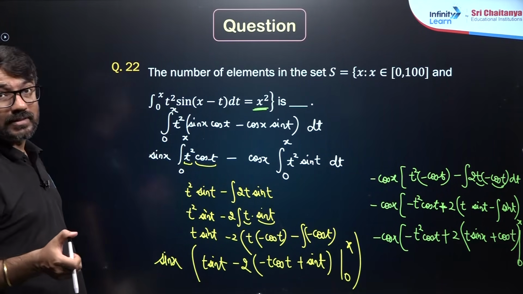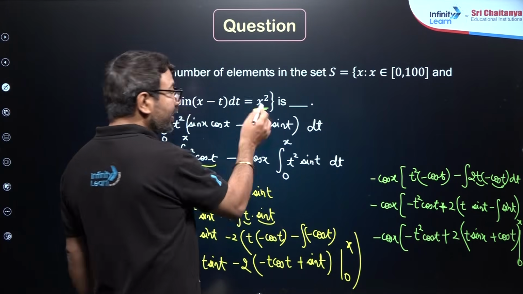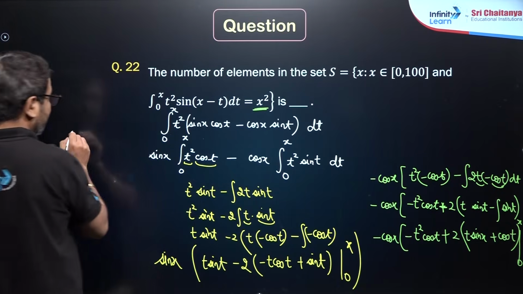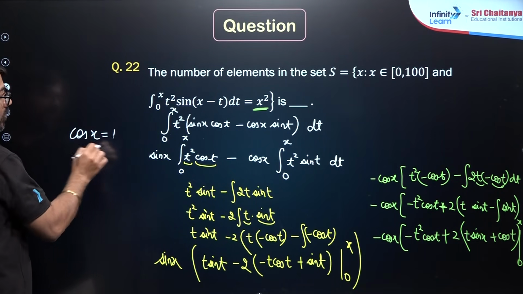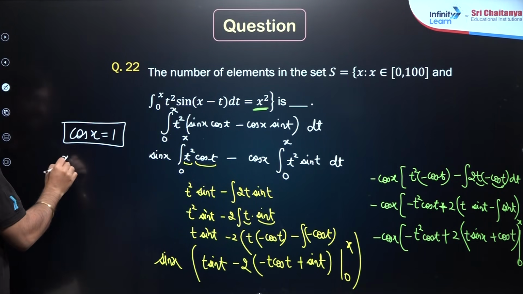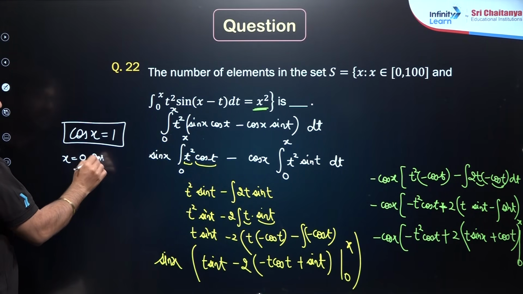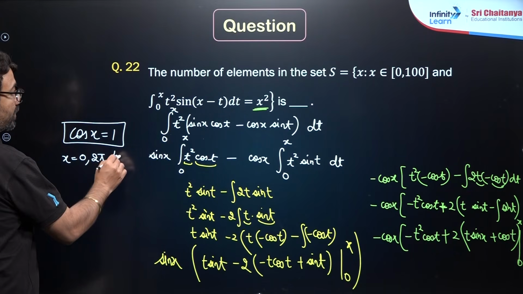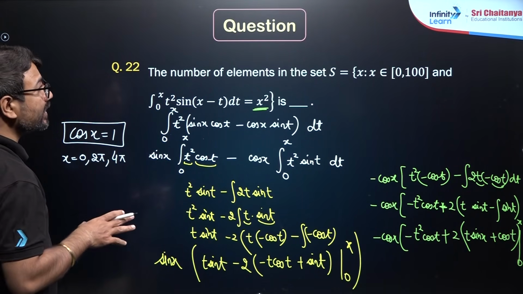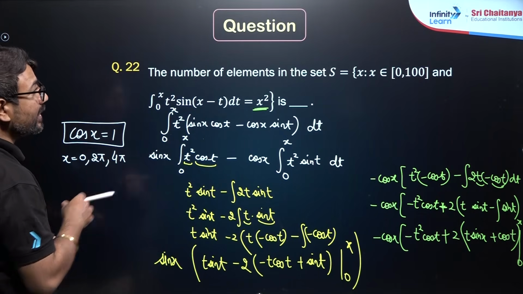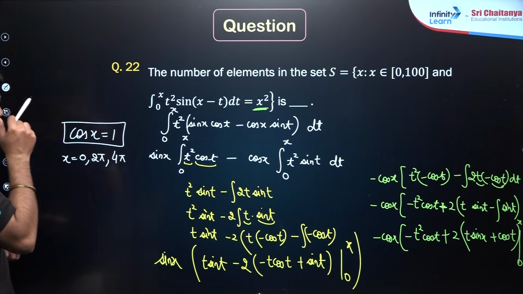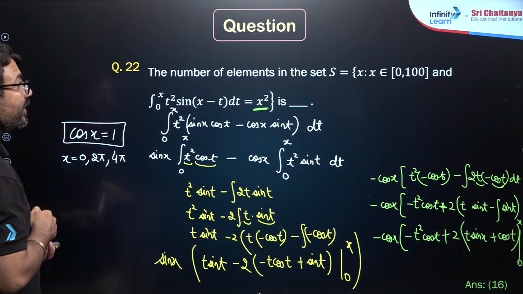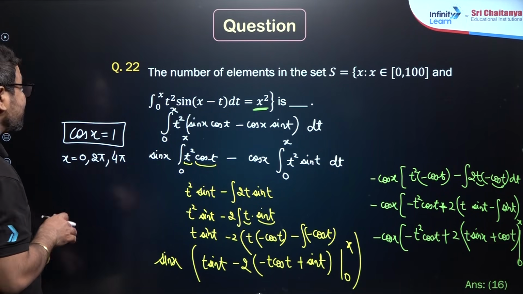Now if you solve this and equate it with x square, you will have the expression cos x equals to 1. So cos x equals to 1 is at 0, then it is at 2 pi also, and then it is at 4 pi also, and they're asking how many elements are there in this set, my dear students, from 0 to 100 pi, which is satisfying this result. So there in total you will observe the 16 elements.